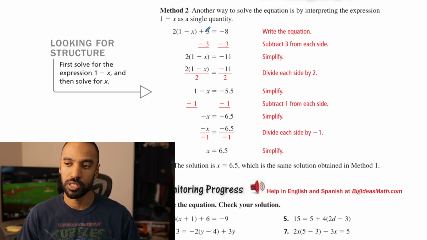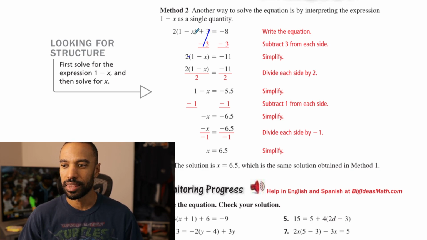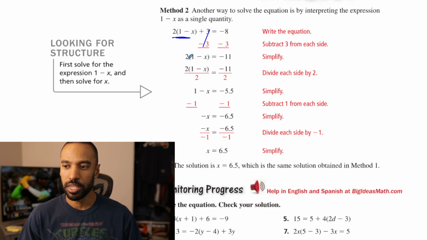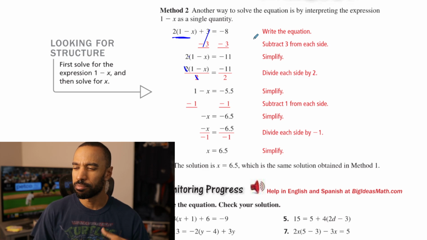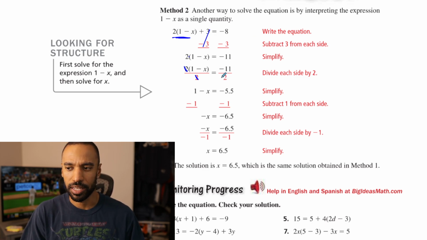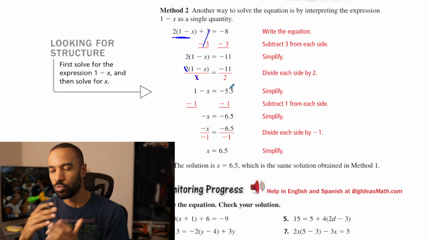Now notice that the first thing they did was they subtracted 3 from both sides, which is a wise decision overall. You get the quantity by itself, this 2 times 1 minus x, you subtract 3, you get negative 11, and from here you divide both sides by 2. 2 divided by 2 is 1, negative 11 divided by 2 is negative 5.5. That's one of the reasons maybe you don't want to consider it: you get a decimal a little earlier than you'd want. Look, the answer is the same.